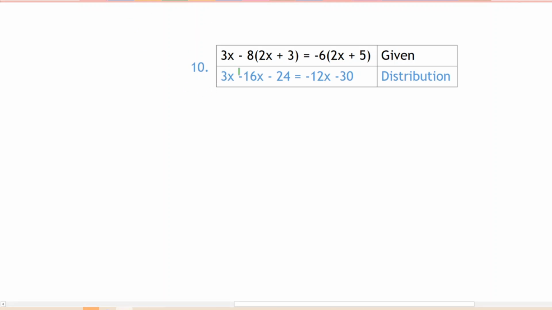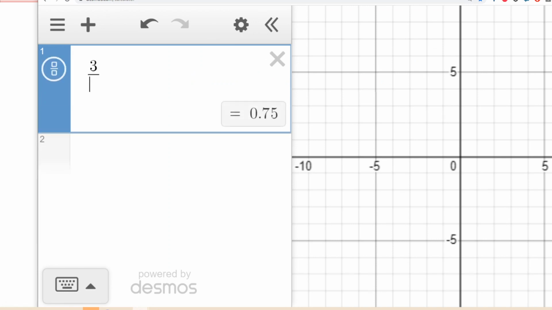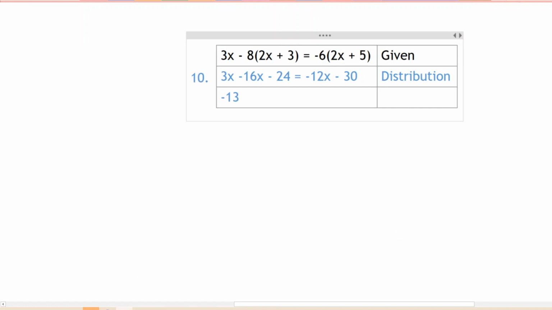Next, I notice that on the left side, I've got two linear terms, 3x and -16x. So I can combine that together. On the right side, all I have is a linear term and a constant term, so I don't need to do any simplification there. So let's combine those two terms. If I do 3x minus 16, I'm going to do this on Desmos. What is 3 minus 16? 3 minus 16, that tells me it's -13. So there's no reason for me to have to stress about that. -13x.